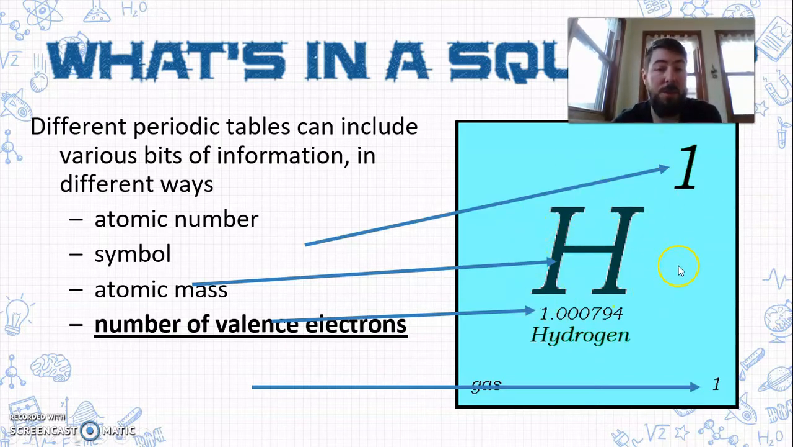Each element also has a symbol, so there'll either be 1 or 2 letters, and it's the first letter that is always capitalized in the symbol. For example here, this element is hydrogen, and it is a capital H.